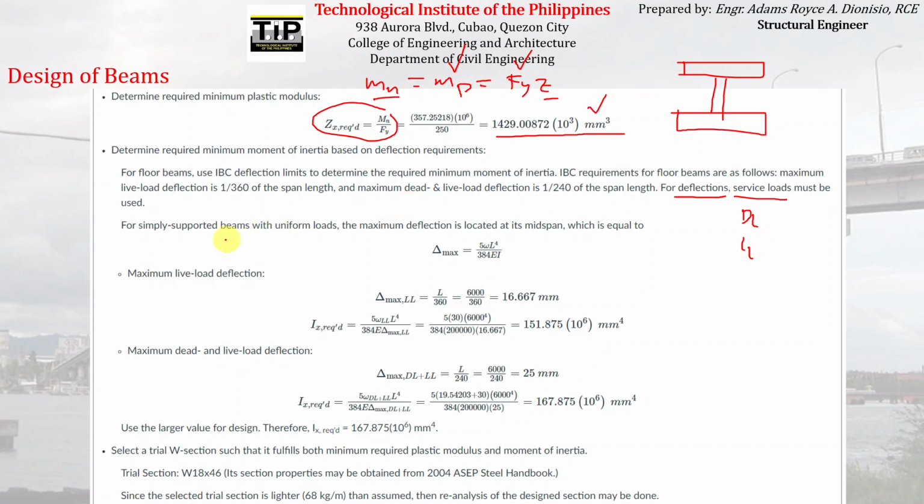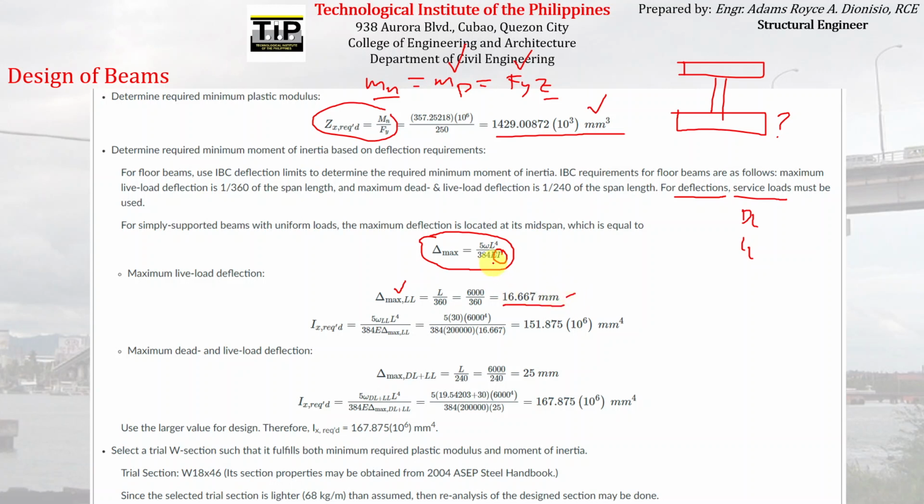So for a simply supported beam with uniform loads, the formula for computation of the maximum deflection that occurs at the midspan is equal to this. In accordance with the IBC deflection, if we check the corresponding deflection induced by the live load alone, according to IBC limitations, it must not exceed L over 360, which is equal to 16.67. Therefore, we have to choose a steel section that has a moment of inertia that will produce a deflection equal to or less than this deflection limitation from the IBC code.